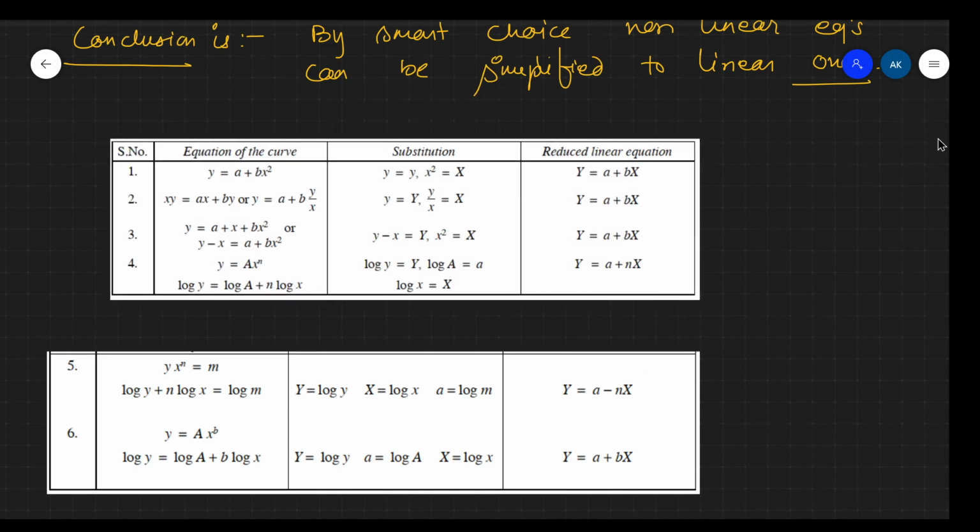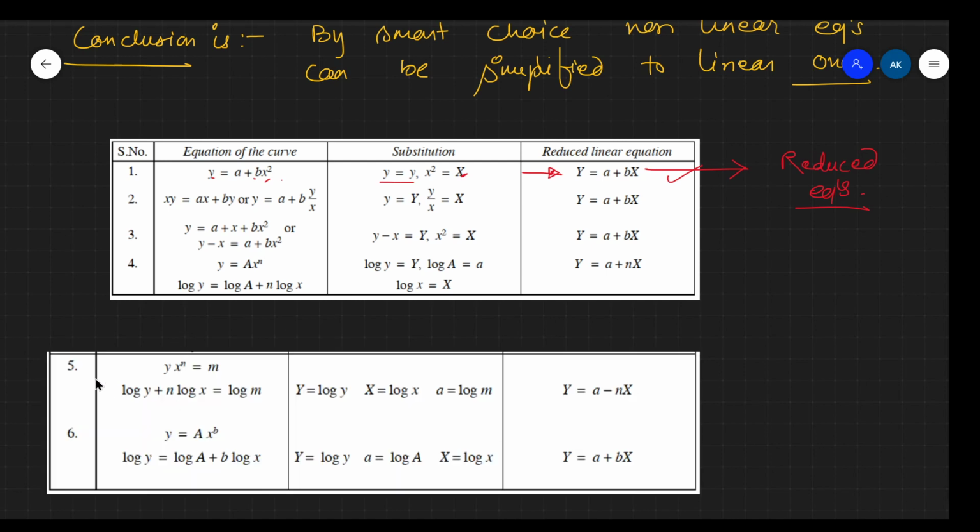So see, if your function is of this sort, then you can always take y is equal to y, x square as capital X, and then again it will reduce to this format. And then again from here you will write your reduced equations and solve them further. If this is the format, then you will take this as x. Now I think this table will be self-explanatory to you. Don't worry too much about this. You can understand it, right?